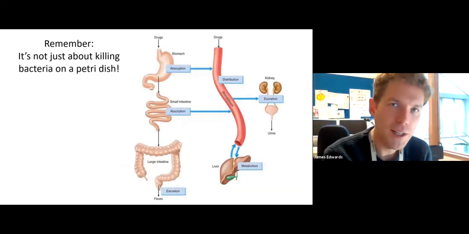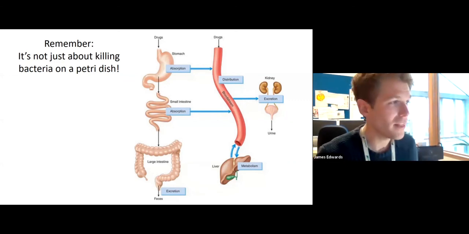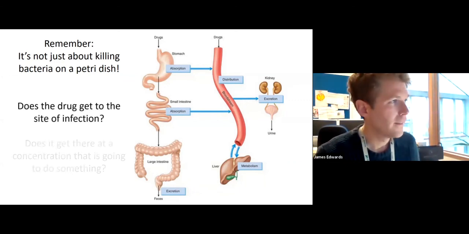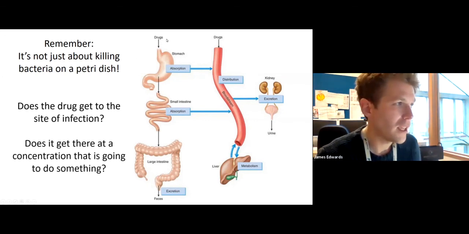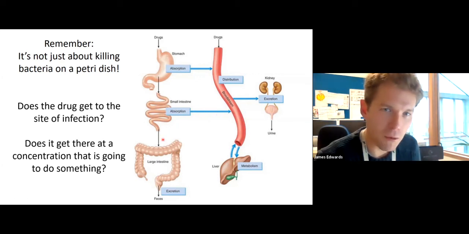Crucially, and I've already mentioned this, when we're thinking about drugs, it's not just about killing bacteria on a petri dish. It's also about making sure that the drug gets to the site of infection at a concentration that does something. So when we're thinking about drugs that go into the body, we need to be thinking about, if we're giving a drug orally, can it survive stomach acid? I.e., is it broken down? Is it ionized? Can it be absorbed subsequently? If it's absorbed in the small intestine, how much of it is absorbed and how much of it is broken down? There are certain drugs which stay locked within the GI tract.